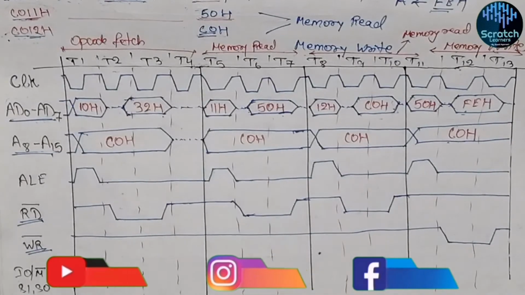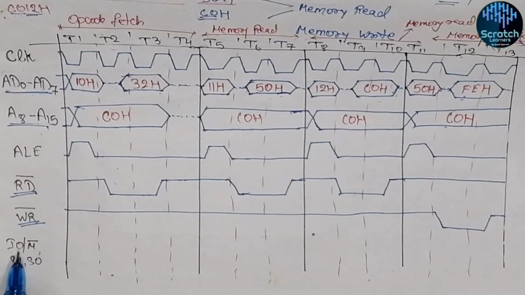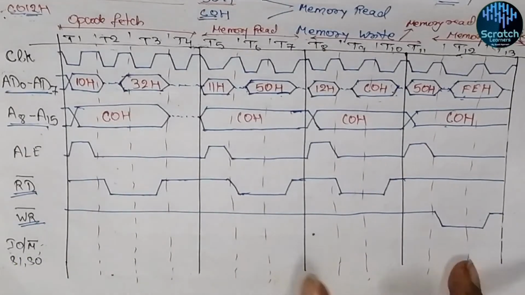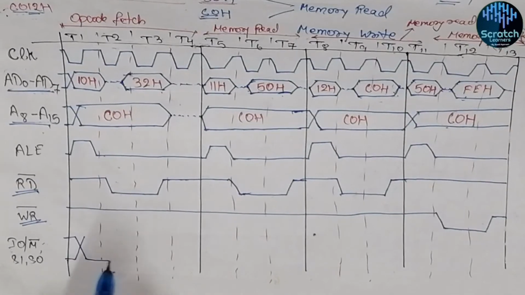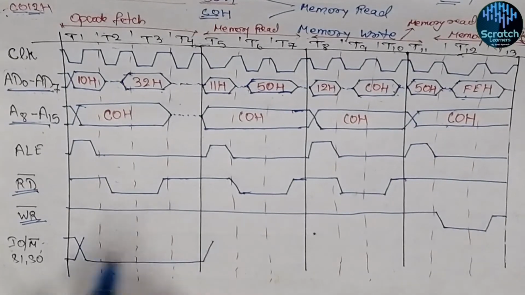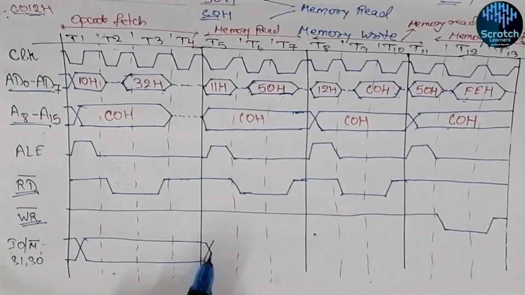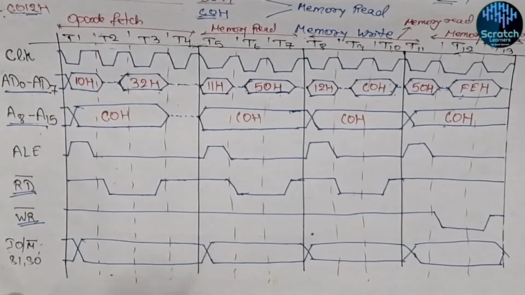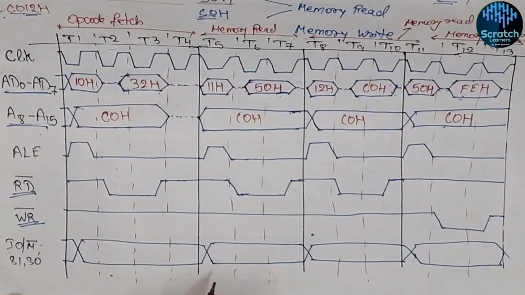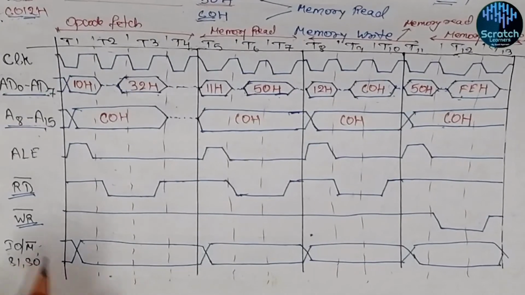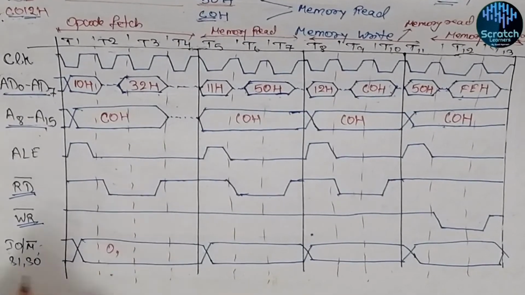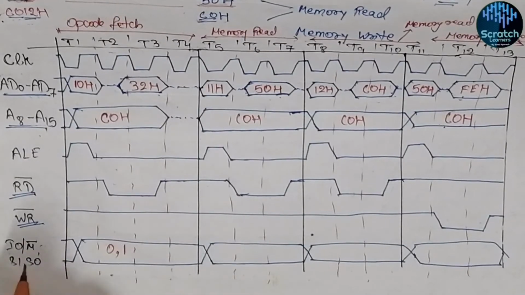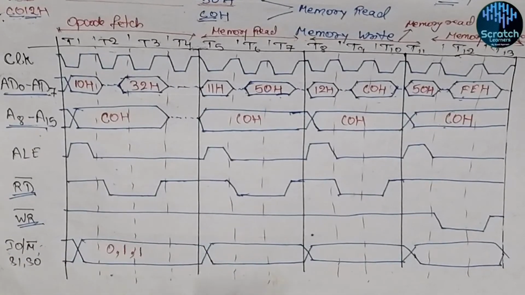Now in the last, we have to write the status of all these signals for the different machine cycles. So from that table of status signals, we will write the corresponding values for the different machine cycles. The first one is the opcode fetch cycle. In the opcode fetch cycle, the value of IO/M bar signal remains 0, S1 signal is 1 and S0 signal is also 1. Okay.